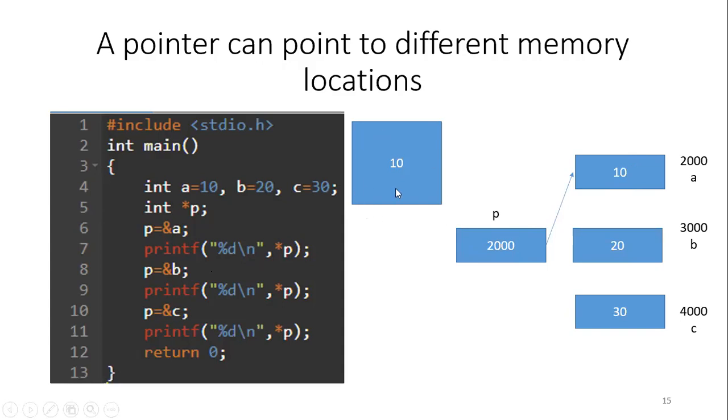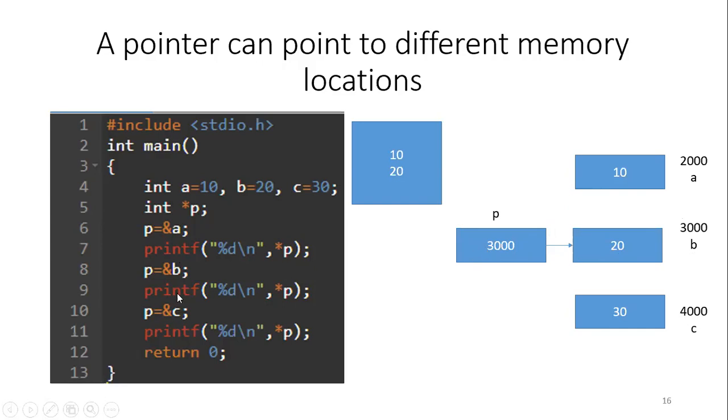Next, I am writing P is equal to ampersand B. So now the address of B will be stored in the pointer variable P. Here B is stored at the address 3000, that is the starting address. That starting address will be stored in the pointer variable P. Let us see that in the next slide. So the starting address of B, that is 3000, will now be stored in the pointer variable. So 3000 is available in P now. At this stage, if I print P, I'll be getting 3000.